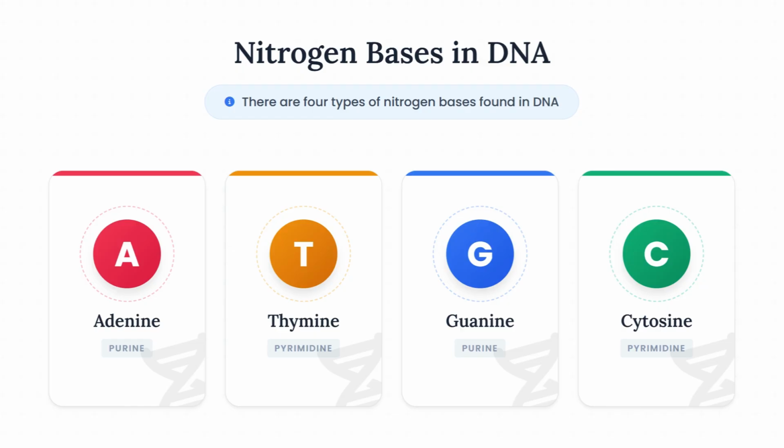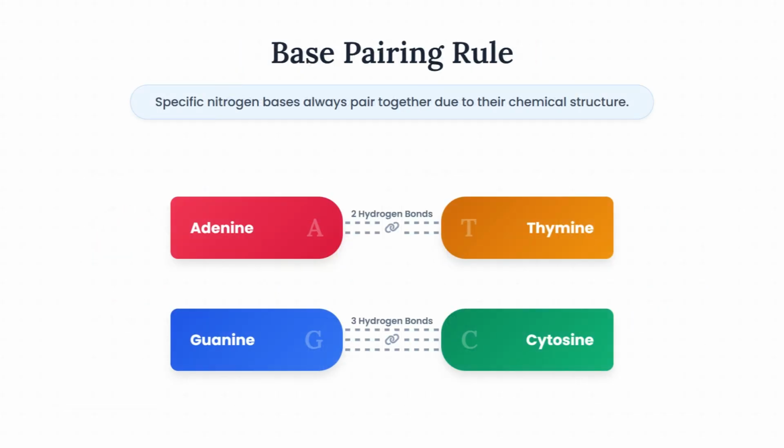This brings us to a fundamental rule. This slide explains the base pairing rule. It says specific nitrogenous bases always pair together due to their chemical structure. It shows 2 pairings: adenine (A) pairs with thymine (T) via 2 hydrogen bonds, and guanine (G) pairs with cytosine (C) via 3 hydrogen bonds.